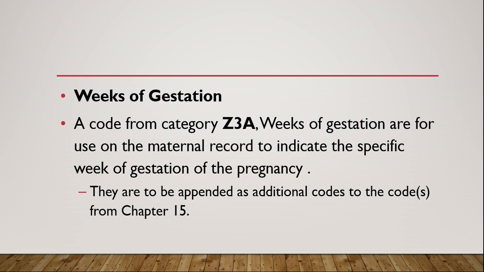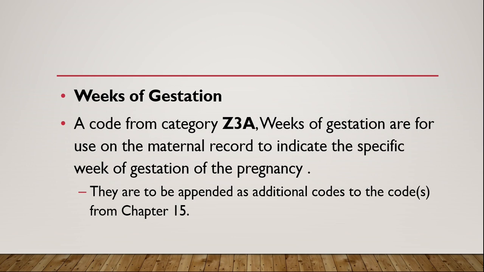Next, you also need to have your weeks of gestation. Guys, if the baby is still in the womb, you always need to code Z3A. A code from category Z3A specifies the weeks of gestation used in the maternal record to indicate the specific week of gestation of the pregnancy. These are just additional codes. It should always be coded last. Sir, what if there's no specification of the weeks of gestation? We have unspecified for the weeks of gestation.